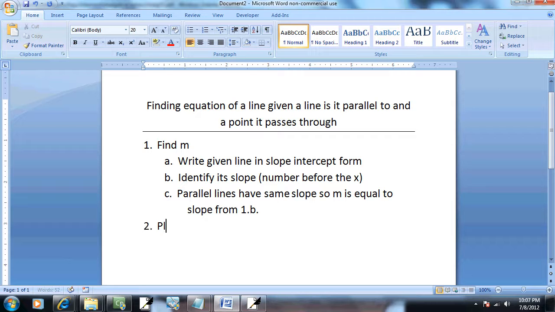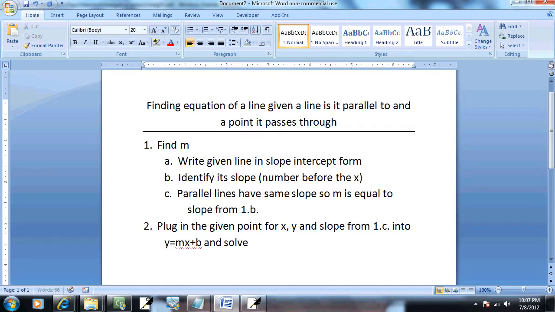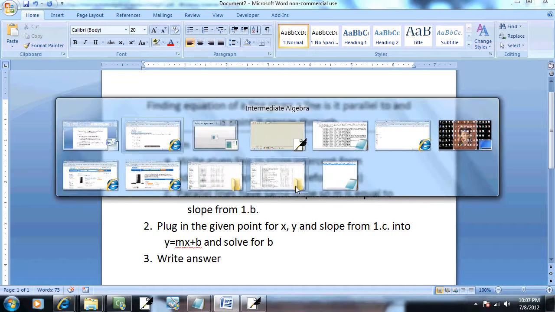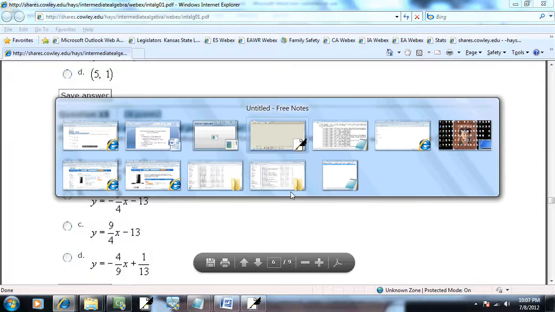Okay, step 2: plug in the given point for x and y and the slope from 1c into y equals mx plus b and solve for b. And step 3, write your answer. So let's go through these steps with this problem.